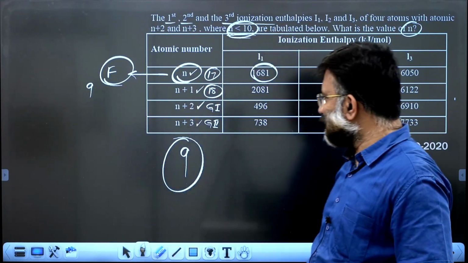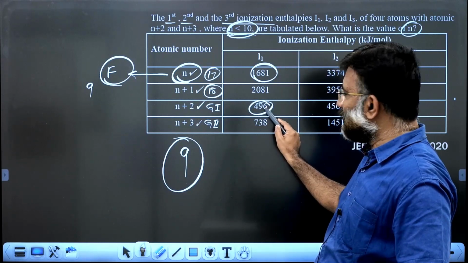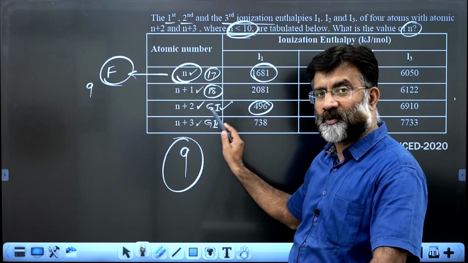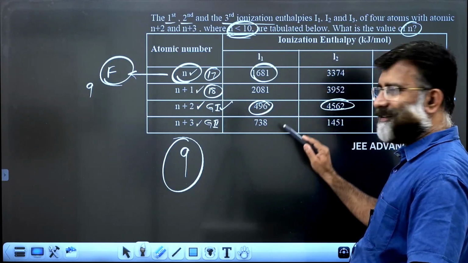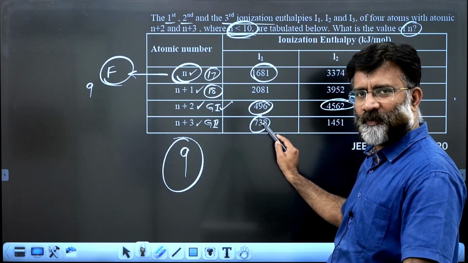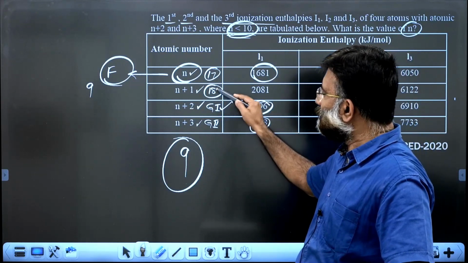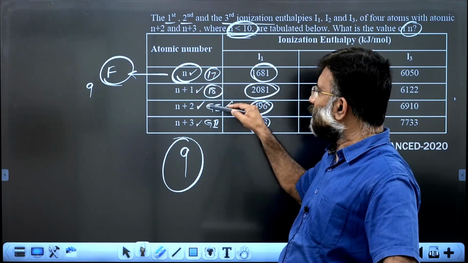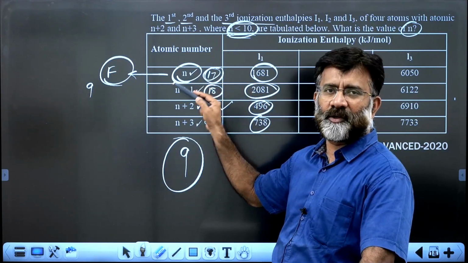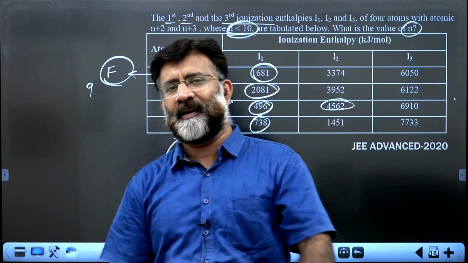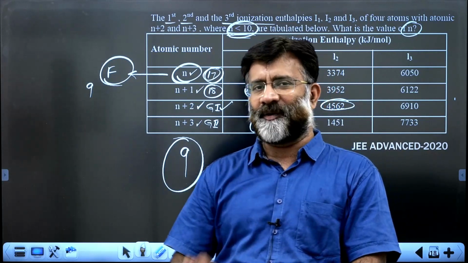Actually the matter is very, very simple. Look at this once again. This value is very low, in the range of 500, which means it is group 1. The second value is very high, so it is group 1. And this is group 2, where the value increases. Quite naturally, this is the previous group, that is noble gases, with very high values. And obviously n will be group 17. A 17th group element less than 10 will be fluorine, and hence we get the answer n equal to 9.